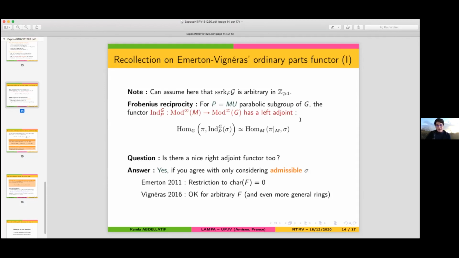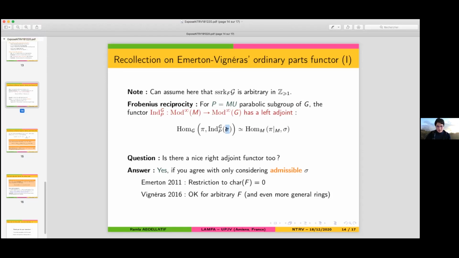You know from Frobenius reciprocity that parabolic induction has a left adjoint given by the restriction to P, but actually to the Levi factor. And this gives you information on subrepresentations of parabolically induced representations. And the question is, well, you want information on quotients too. So can you have a right adjoint? And the answer is, well, if you agree to assume that sigma here must be admissible, which is not a big deal. I mean, in rank 1, basically it's finite dimensional, so it's admissible.